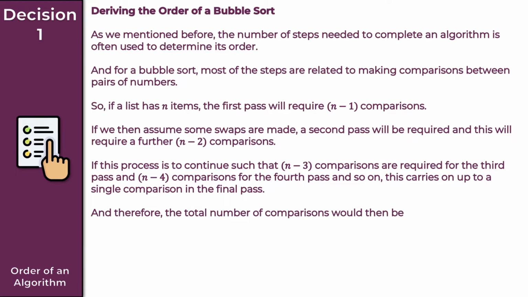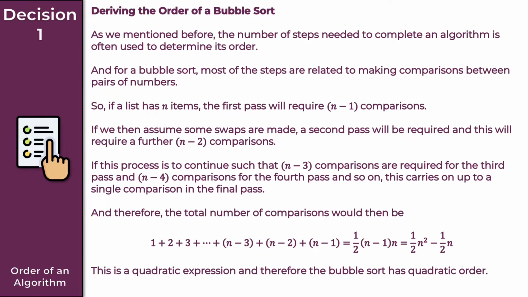And therefore, the total number of comparisons would then be the sum of these comparisons, right? 1 plus 2 plus 3 and so on, plus n-3 plus n-2 plus n-1. If we evaluate this, so this is the sum of the first n-1 terms, we get a half times n-1 times n, which is equal to a half n squared minus a half n. And as we can see, this is a quadratic expression. And therefore we say that the bubble sort has quadratic order. So that's how we derive the order of a bubble sort.